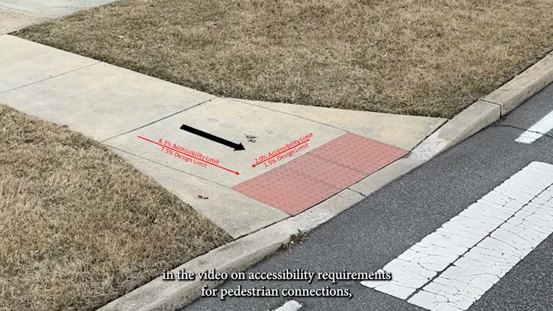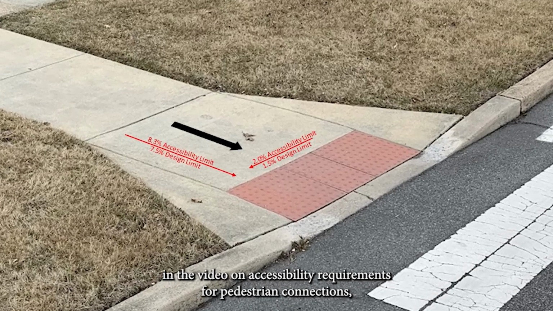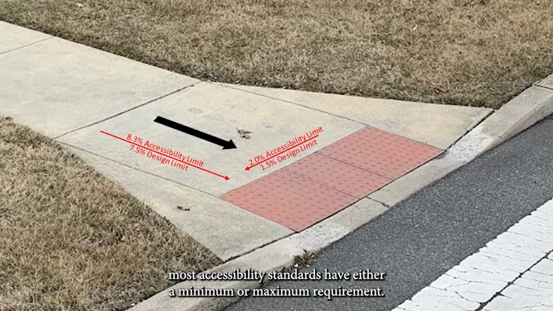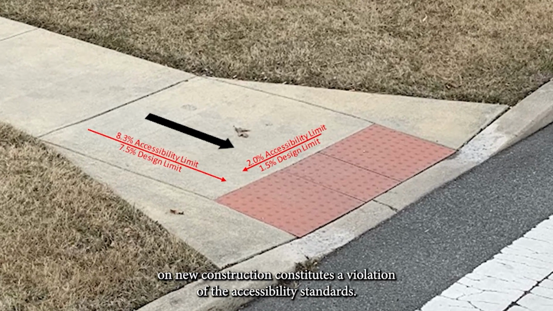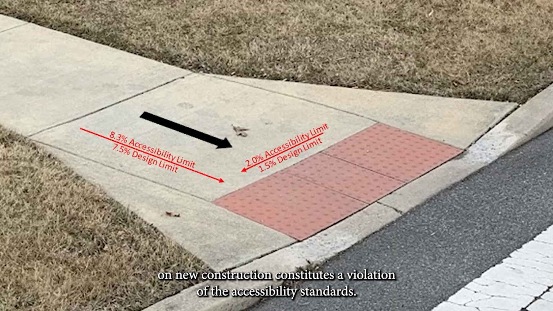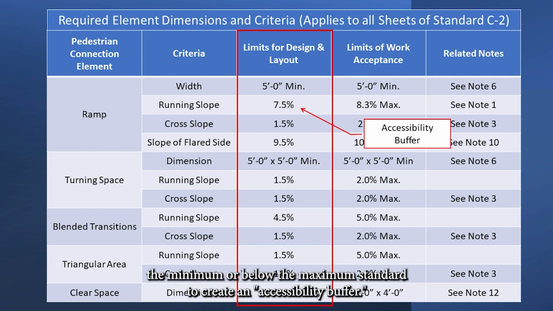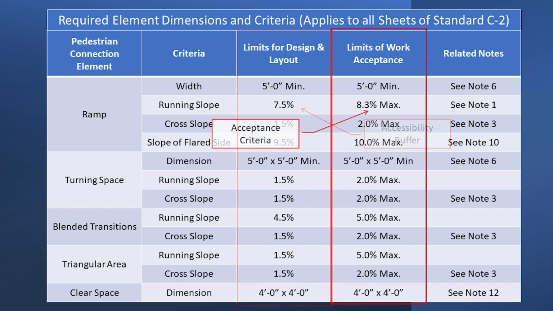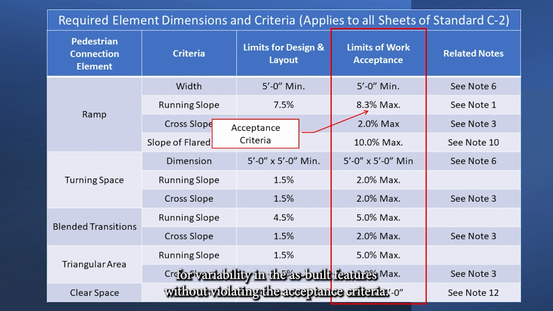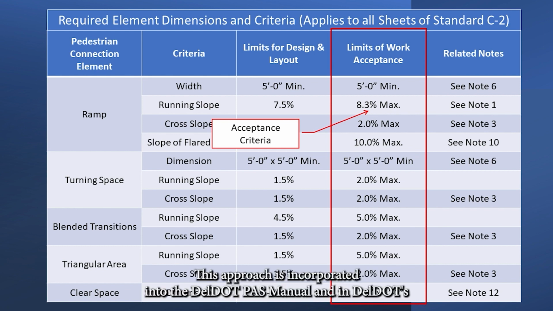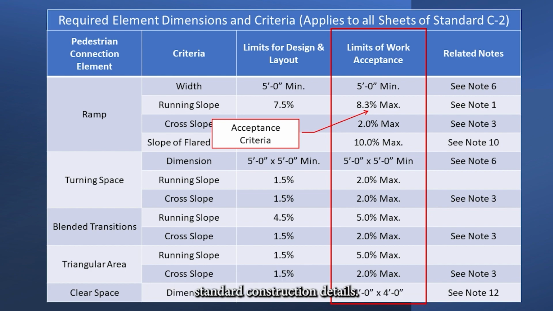As demonstrated in the video on accessibility requirements for pedestrian connections, most accessibility standards have either a minimum or maximum requirement. Violating this criteria on new construction constitutes a violation of the accessibility standards. DelDOT design practice is to design and lay out facilities intentionally above the minimum or below the maximum standard to create an accessibility buffer. This allows for variability in the as-built features without violating the acceptance criteria. This approach is incorporated into the DelDOT Pass Manual and in DelDOT standard construction details.